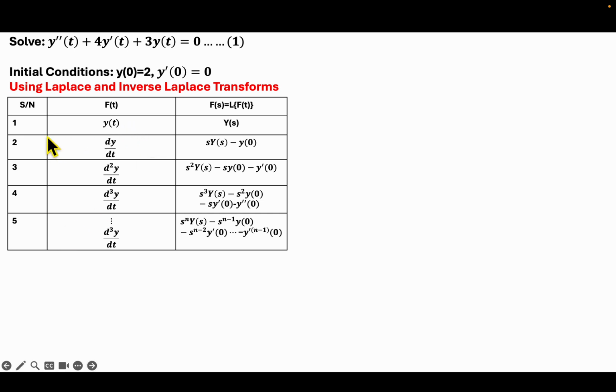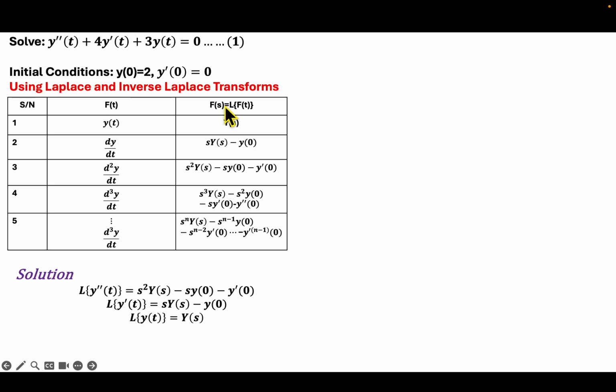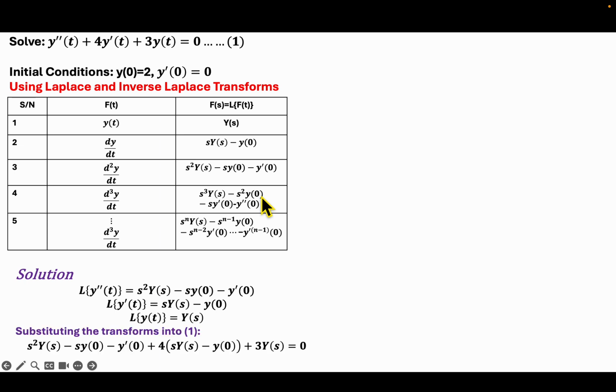that is y of t, and that of its derivatives as given from row 2 up to row 5 of this table. So as we are dealing with a second order differential equation, we need to find the Laplace transform of the second derivative, the first derivative, and that of the function from this table. So substituting these Laplace transforms into equation 1, we are going to have this equation.